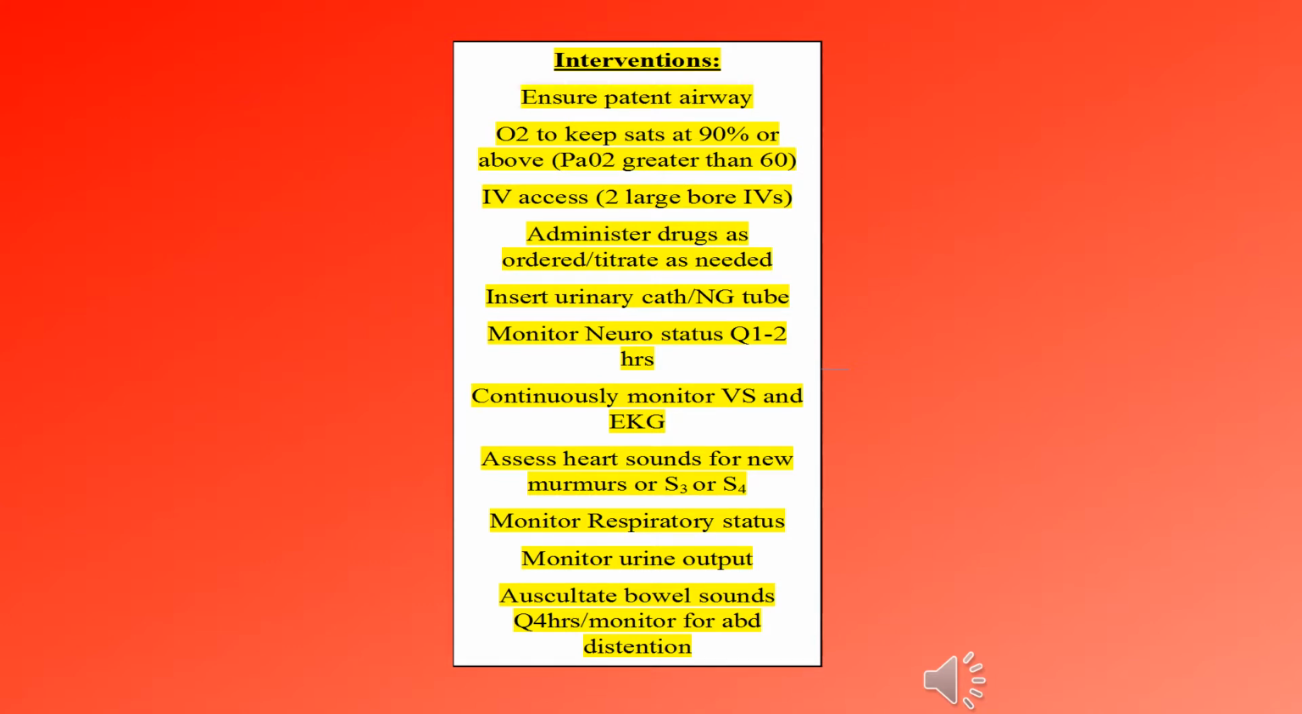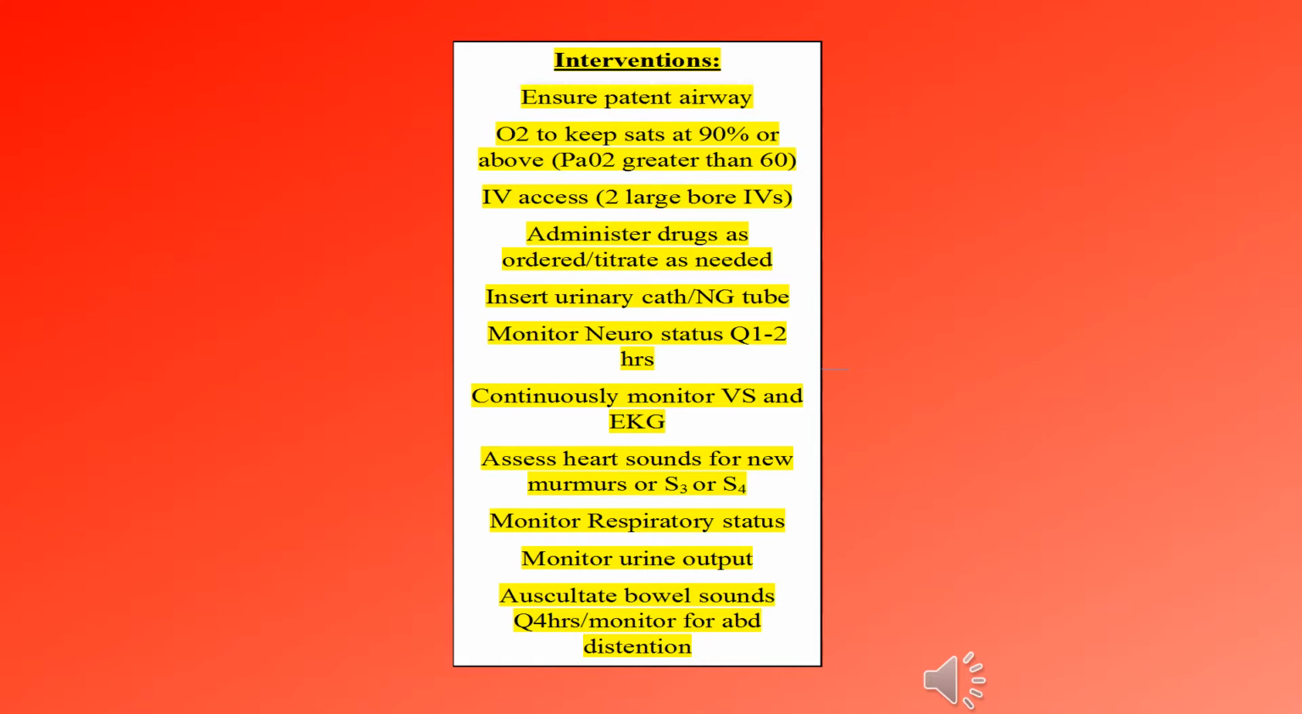The main goal for a patient in cardiogenic shock is to restore blood flow to the myocardium by restoring O2 balance. Some nursing interventions are to ensure patent airway, administer oxygen to keep SATs at 90% or above, and establish IV access.